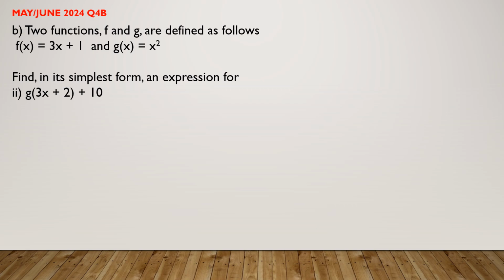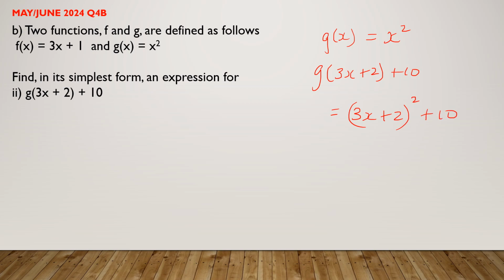Here we have part 2 of the question. Find in its simplest form an expression for g of 3x plus 2, plus 10. So g of x is equal to x squared. So g of 3x plus 2, plus 10 would equal 3x plus 2 squared, that's our x, plus 10. Now it says an expression for, so we could leave it like this. It's only worth 2 marks, or we could simplify more.